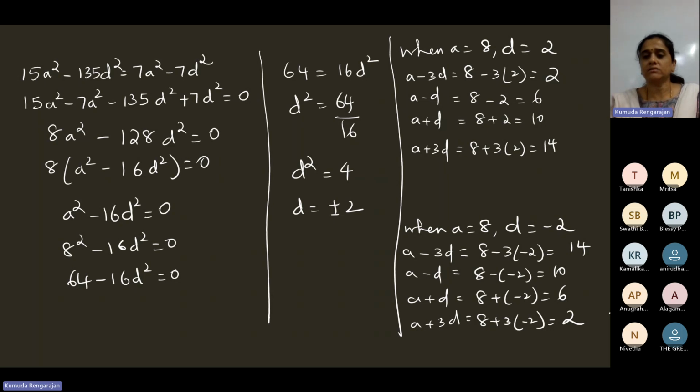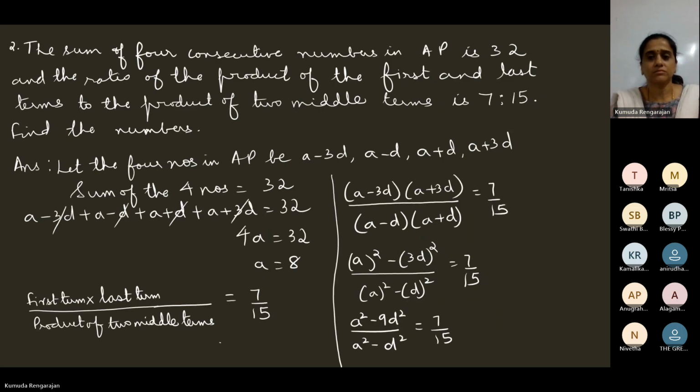So the numbers are 2, 6, 10, 14 or 14, 10, 6, 2.